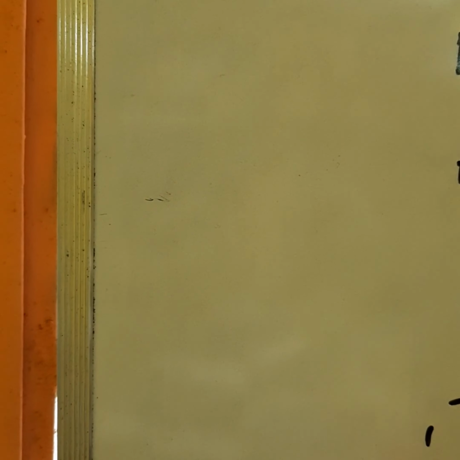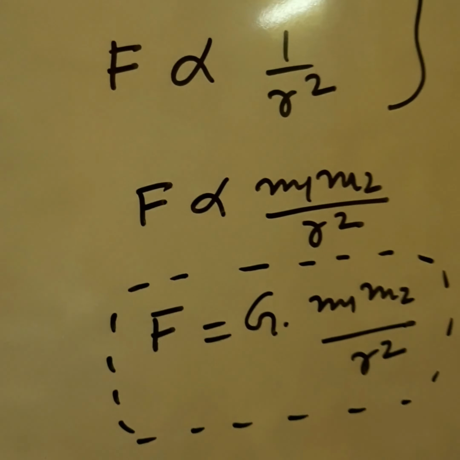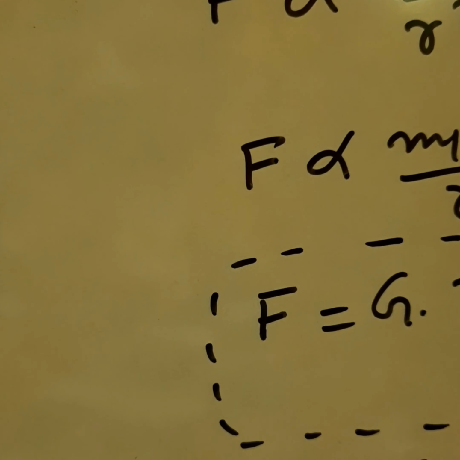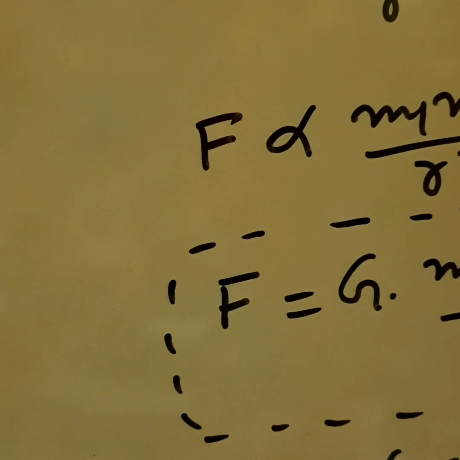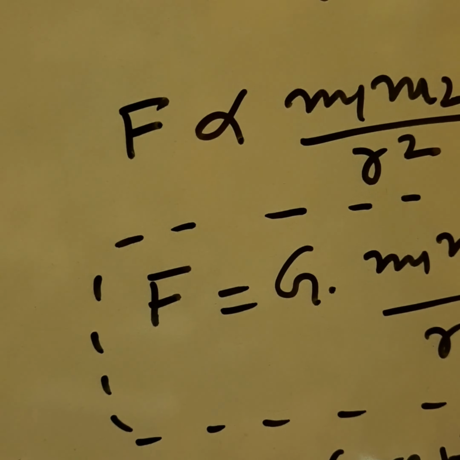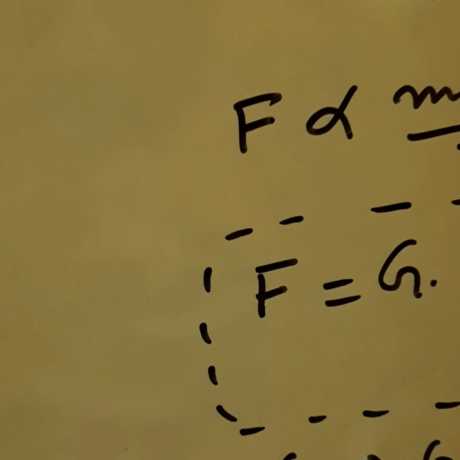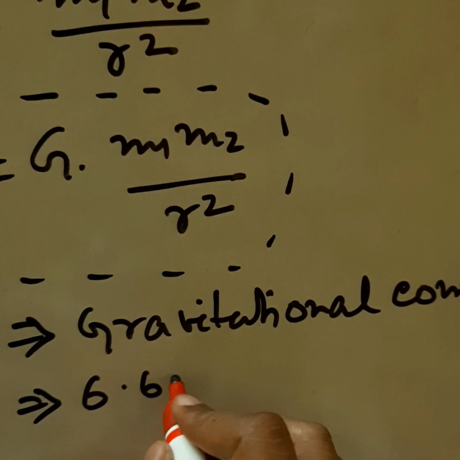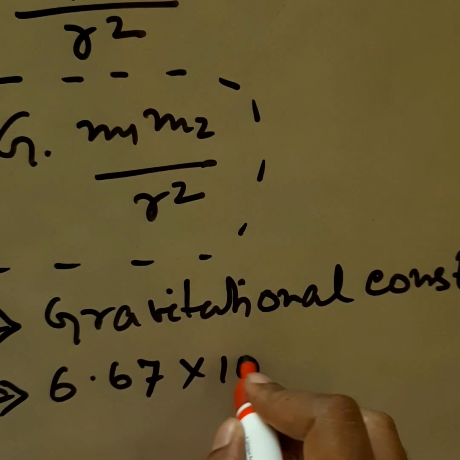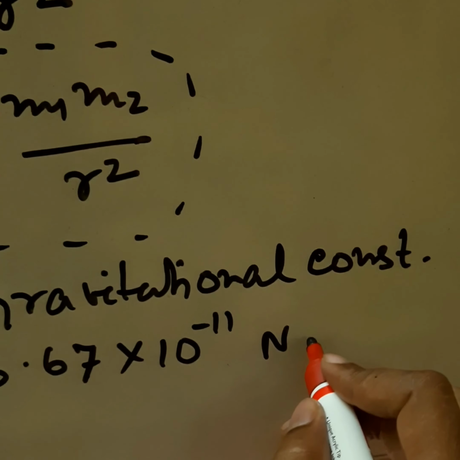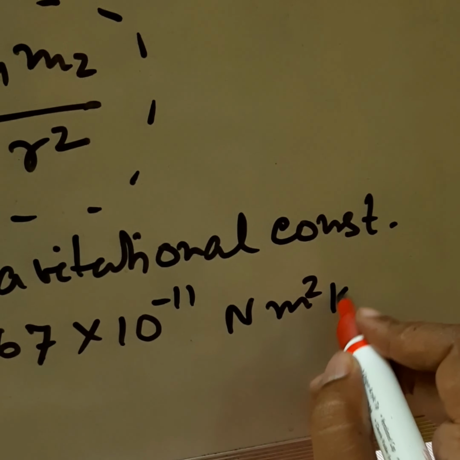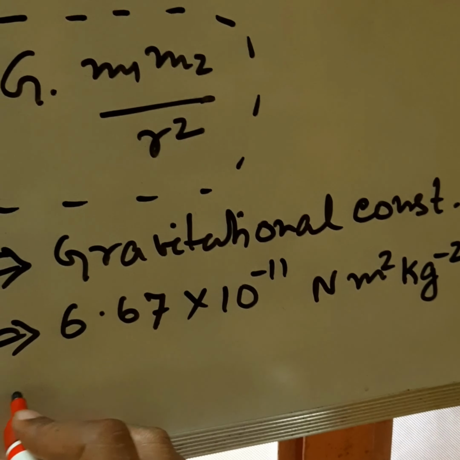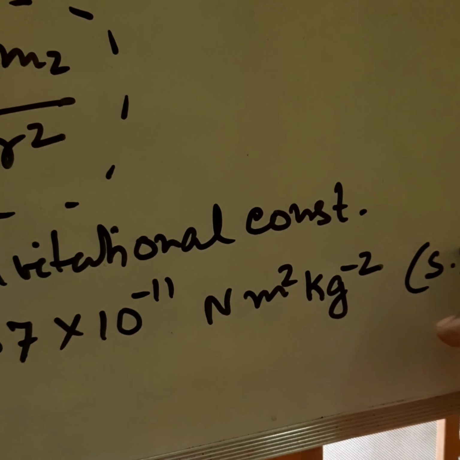Now what is G? G is the gravitational constant. This is okay for junior level, and the value of G is 6.67 into 10 to the power minus 11 Newton meter square kg minus 2. That is the value in SI unit.